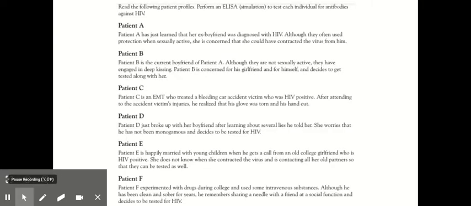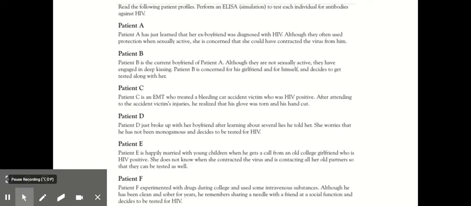So this protocol is kind of fun because it also gives you the detailed patient profiles for patients A through F that you're going to be testing for HIV. So patient A, it says patient A has learned that her ex-boyfriend was diagnosed with HIV. Although they often used protection when sexually active, she is concerned that she could have contracted the virus from him. And notice there that it says they often use protection when sexually active. I guess that means not always.